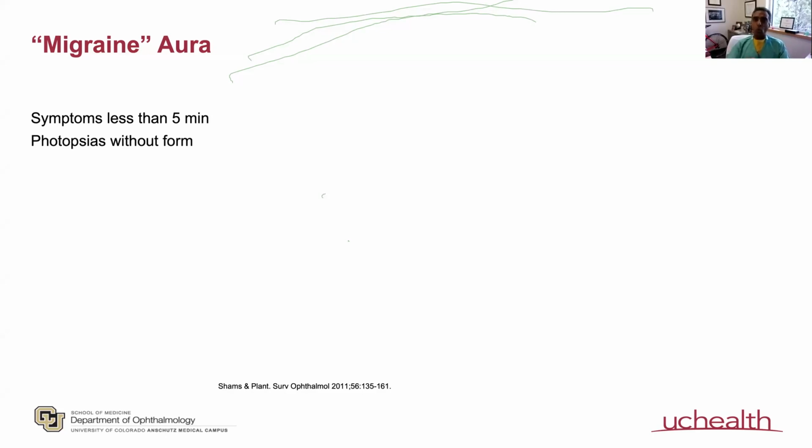Photopsias without form. Because of that characteristic cortical spreading depression, patients usually see a pattern of some sort. They'll see zigzags, they'll see the stars in a pattern, but they usually don't just see bright, blinding flashes of light. That's a little bit different. If they have highly stereotyped symptoms, where the photopsias are always in exactly the same place, that's a little worrisome as well.